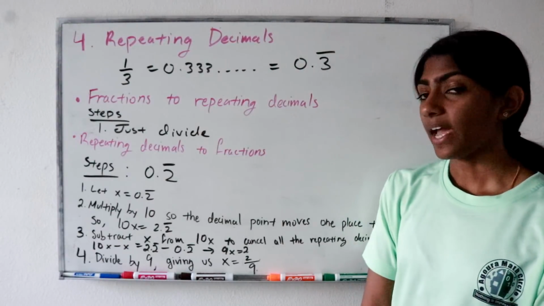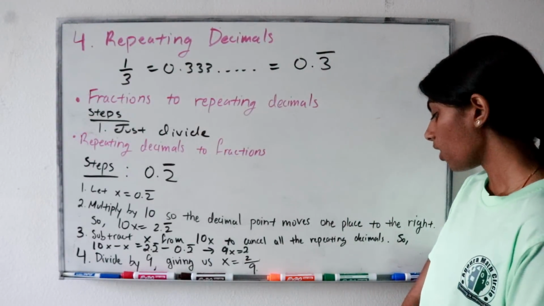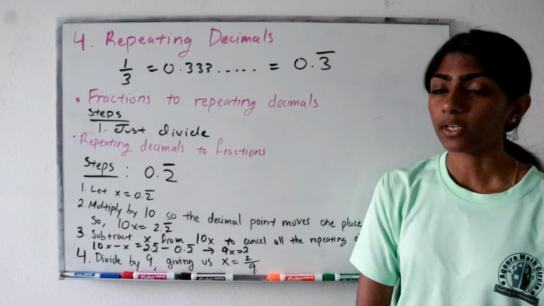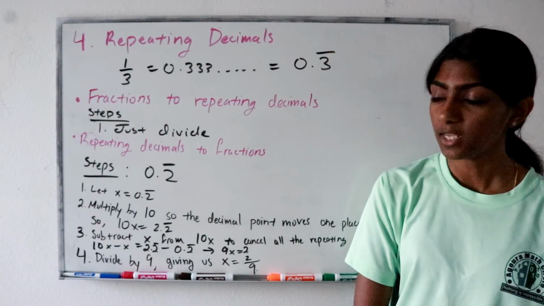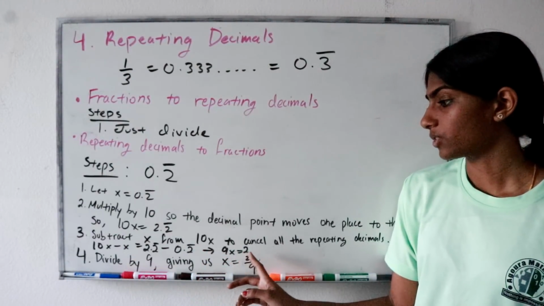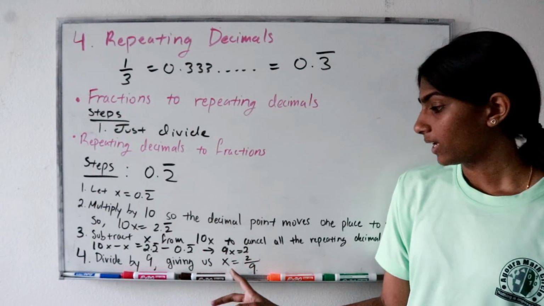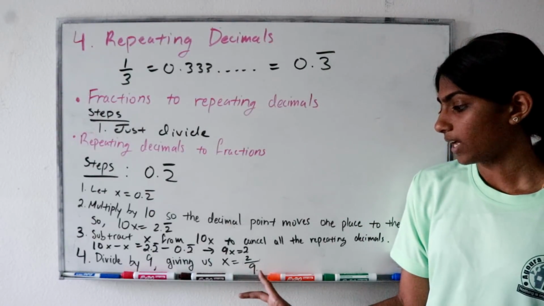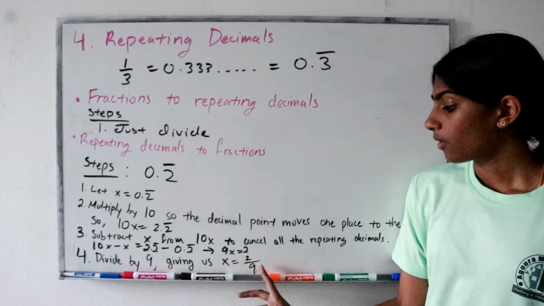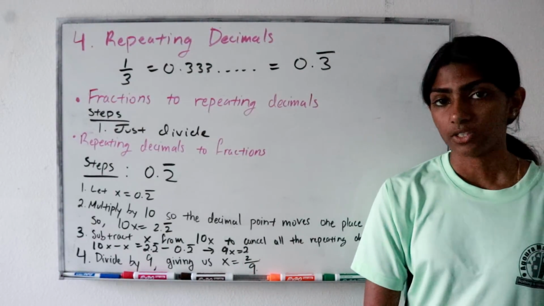Next, you want to subtract x from 10x to cancel all the repeating decimals. So, 10x minus x equals 2.2 repeating minus 0.2 repeating, which simplifies to 9x equals 2. Then you're just going to divide by 9, giving us x equals 2 over 9. So you're just going to isolate the variable. So x equals 2 over 9, and 2 over 9 is the fraction.